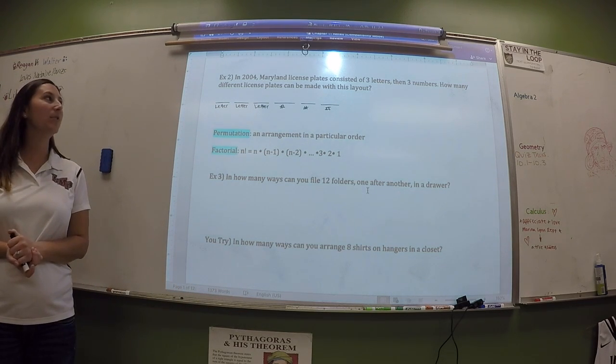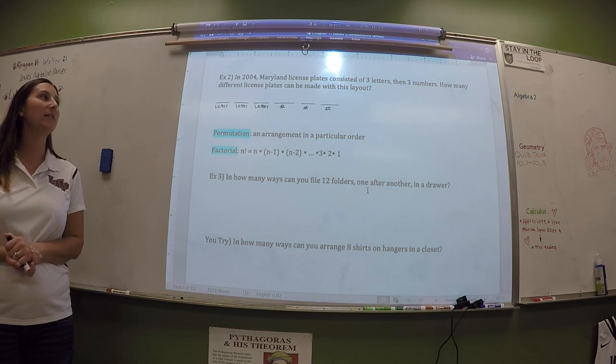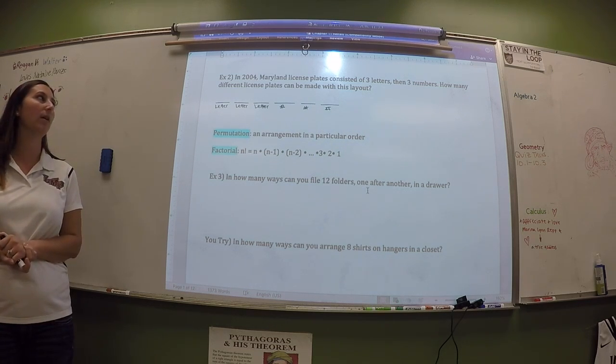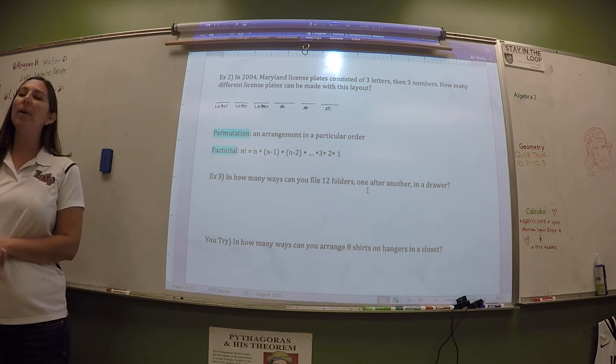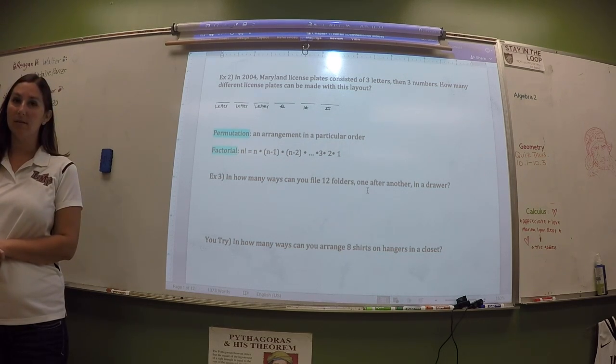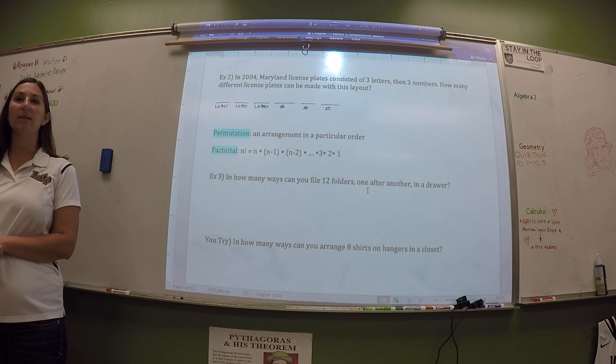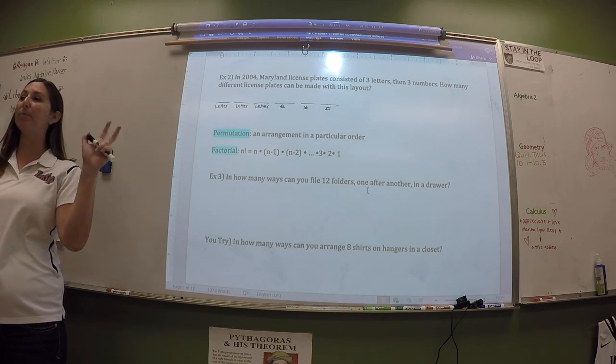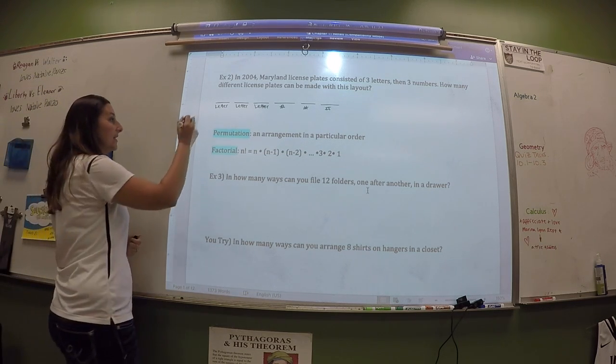Alright, so in example 2, it says in 2004, Maryland license plates consisted of 3 letters and then 3 numbers. How many different license plates can be made with this layout? So how many letters are there? 26. So the number of ways that the first letter could occur is 26.